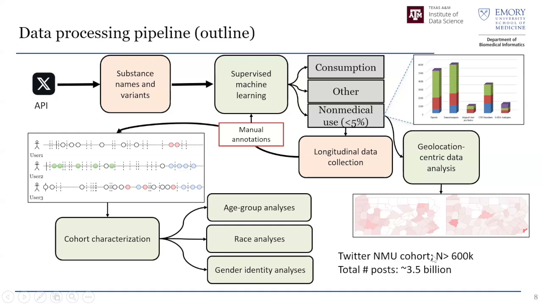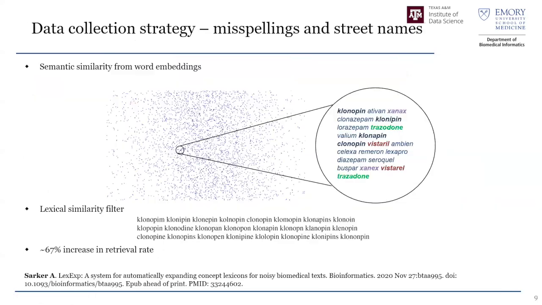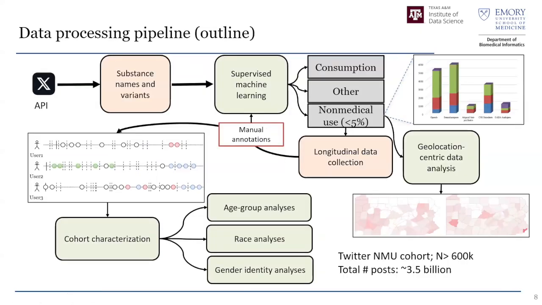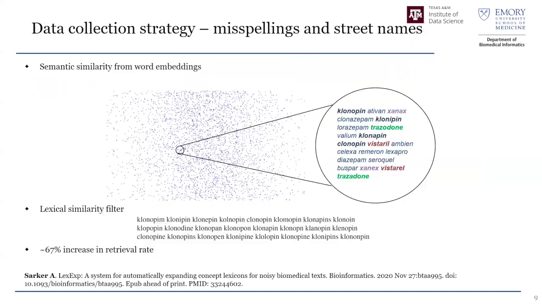In that way, we have collected over 600,000 cohort members of people who have at some point disclosed non-medical use. So it's a massive data set, over 3.5 billion posts. And then using these longitudinal timelines, we can do very targeted analysis, like age group analysis, race analysis, and so on and so forth. So I will now try to quickly outline these methods, and then provide an outline of some of our findings, and hopefully we still have some time for questions.